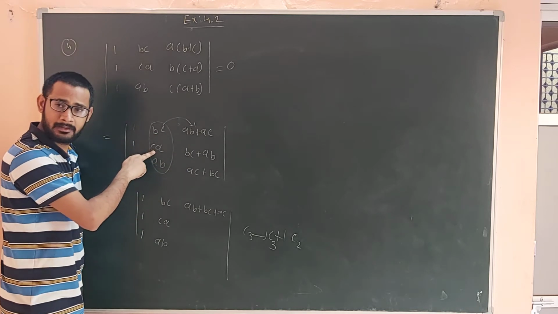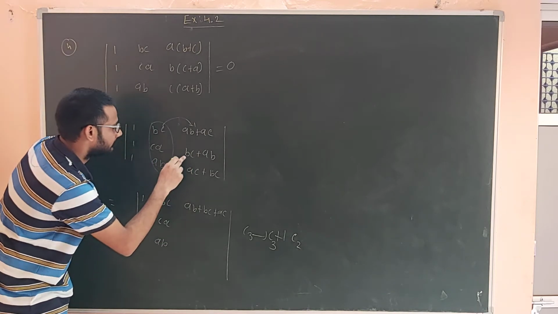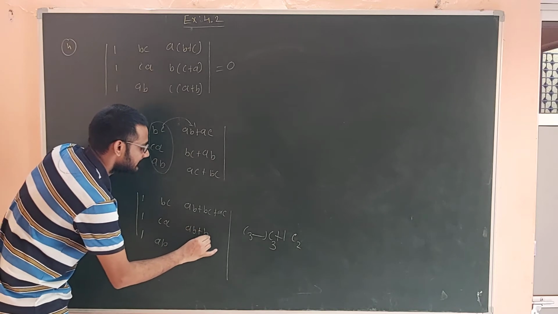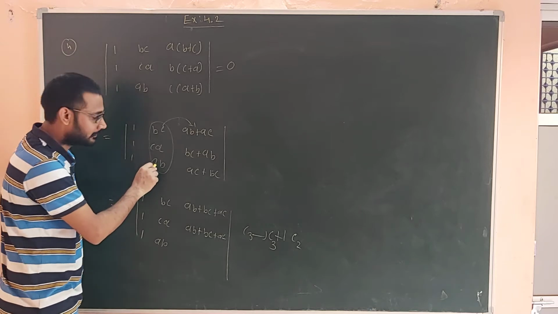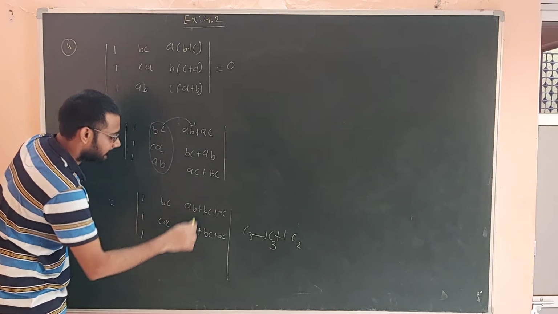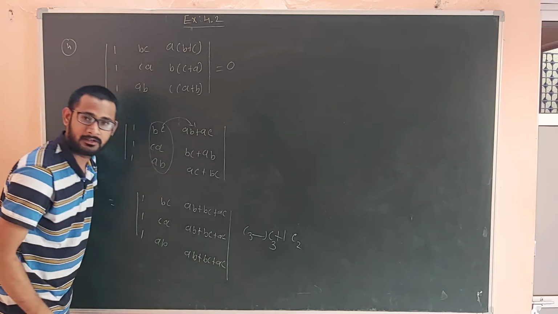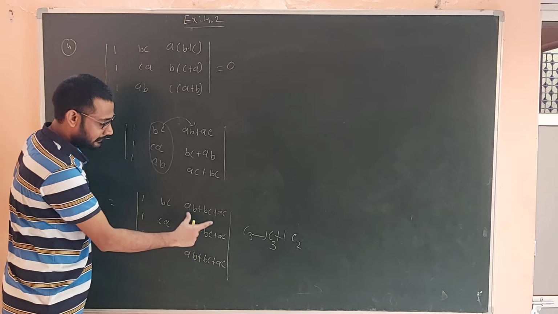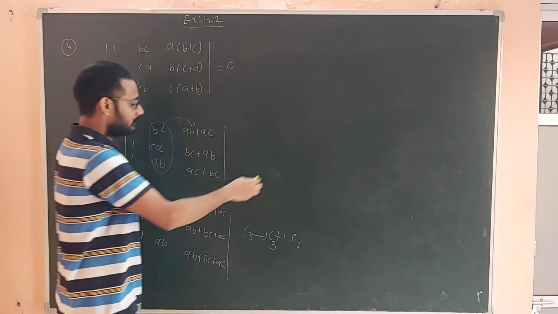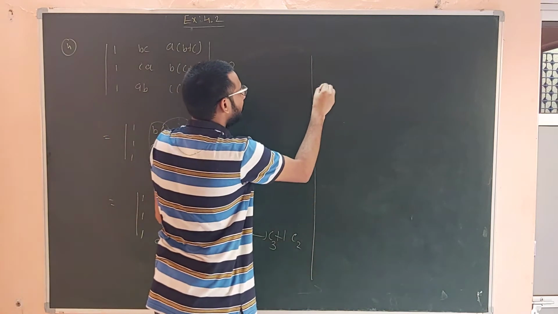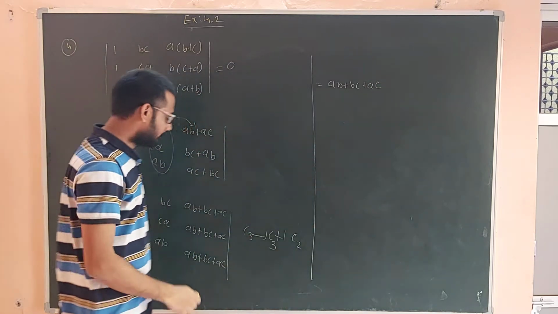Again I multiply AC with 1 and add into the third one. So again AB plus BC plus AC. Again I multiply AB with 1 and add into the third one, so again we get AB plus BC plus AC. Now in the third column, AB plus BC plus AC is common, so we take AB plus BC plus AC common out of the determinant.